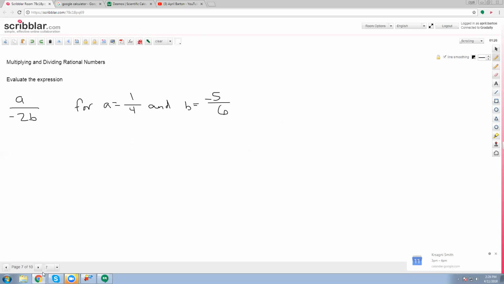Multiplying and dividing rational numbers. Again, there's a fraction portion to this, and we talked about how to multiply fractions and divide fractions last week. We'll kind of get a little review doing this kind of problem.